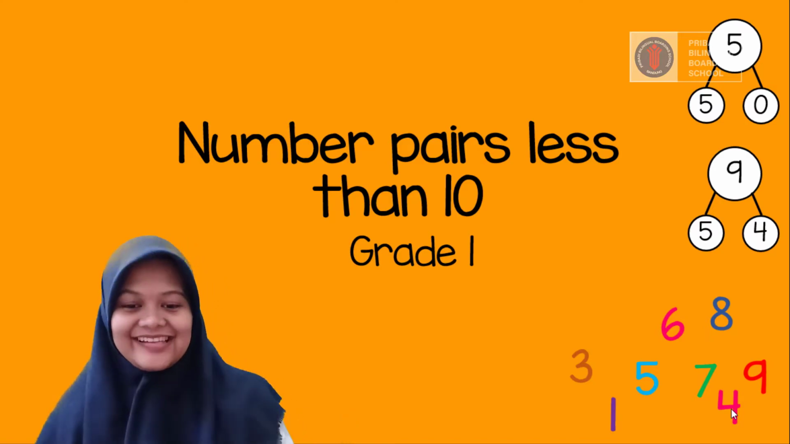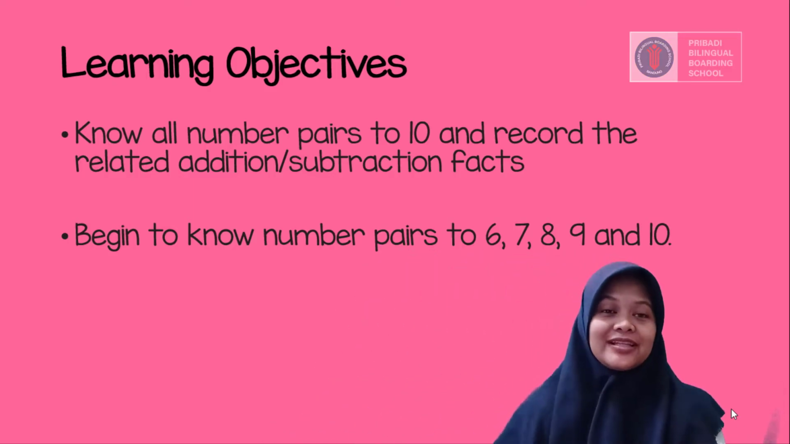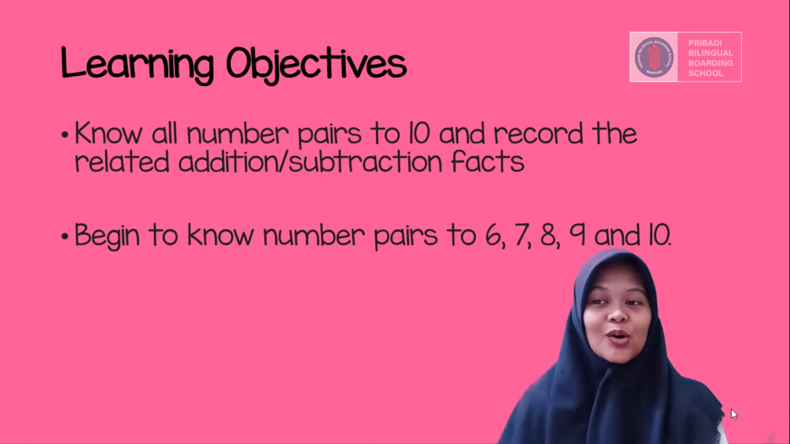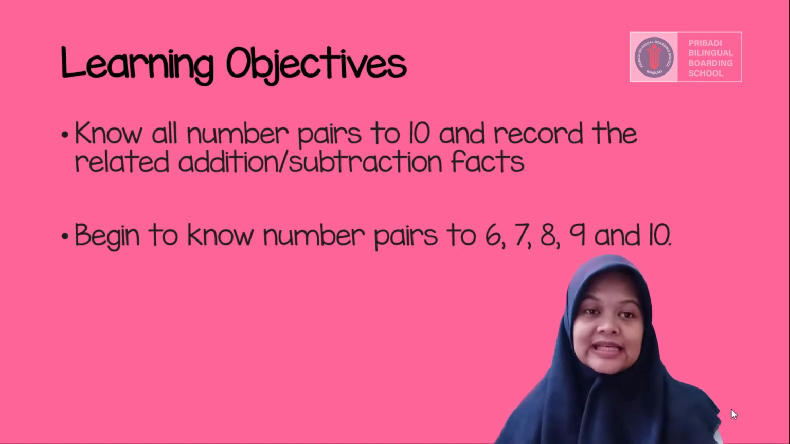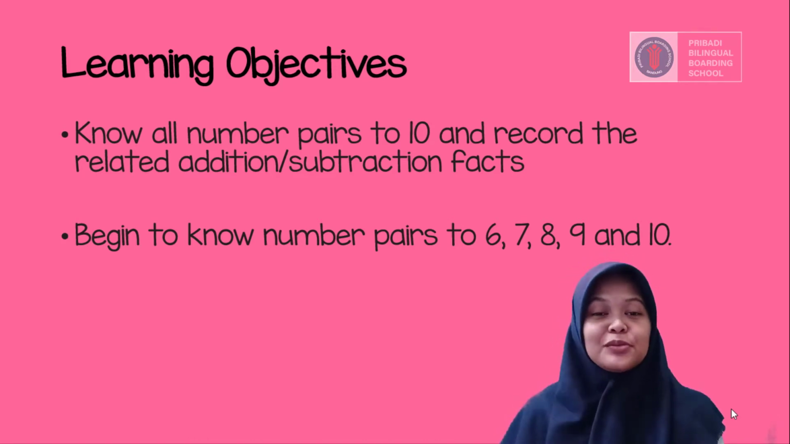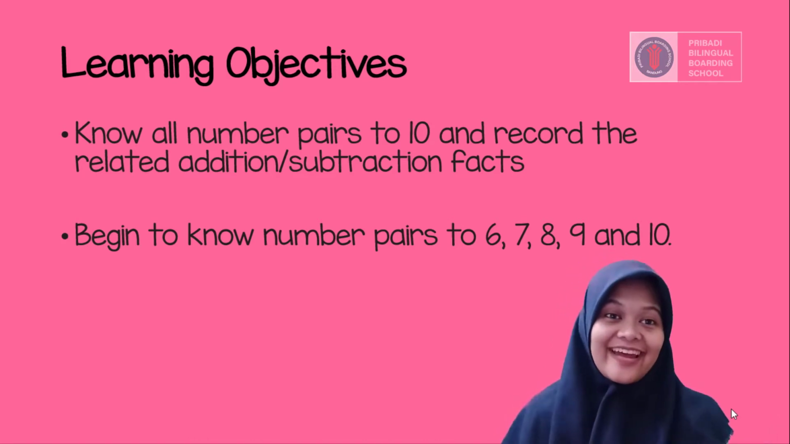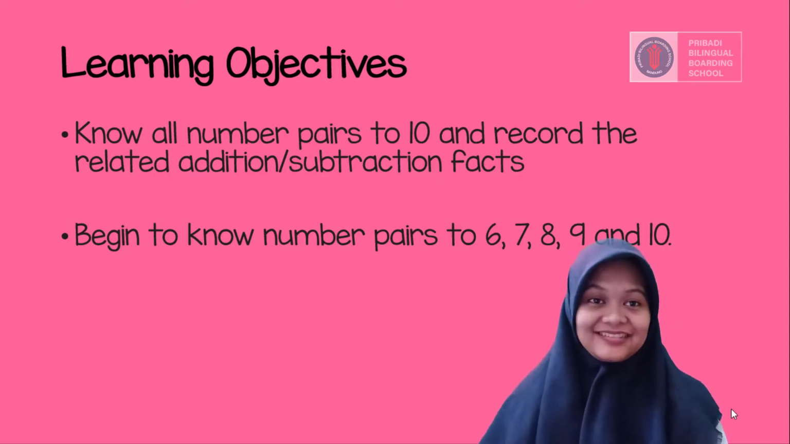Okay, that's nice. Our learning objectives for today's lesson are to know all number pairs to 10 and record the related addition or subtraction facts. And begin to know number pairs to 6, 7, 8, 9, and 10.